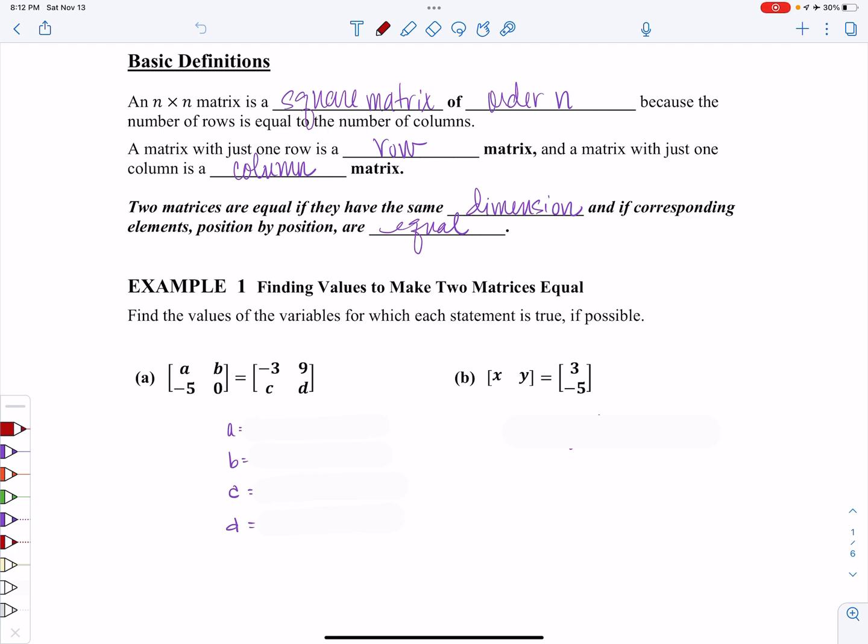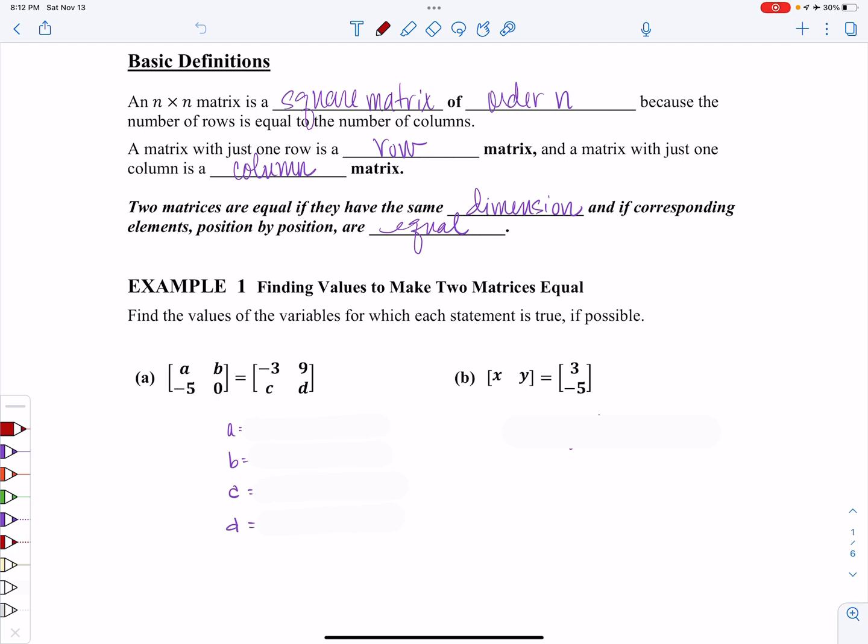A matrix that only has one row is called a row matrix. A matrix with one column is just simply a column matrix. If two matrices are considered equal, then that means that they have the same dimension and all of the corresponding elements position by position are going to be equal to each other.